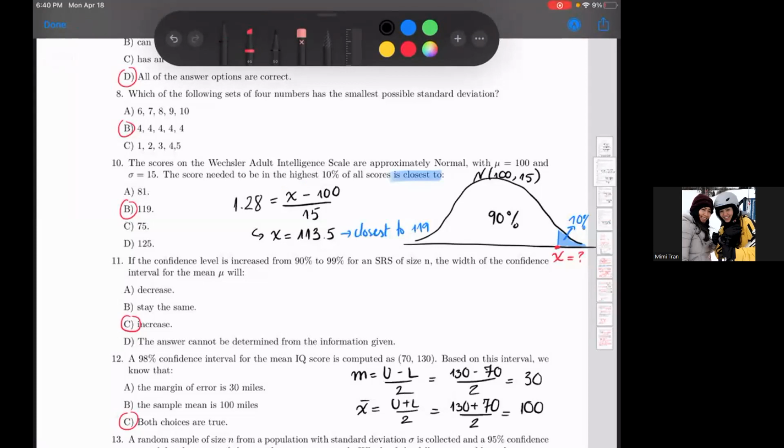All right, I've got to calculate it out. What do you guys have? 1.28 times 15, and then plus 100. 119.2. So 119. Yeah, I put 119.